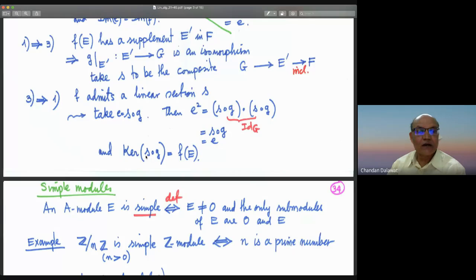And one checks that the kernel of this map is equal to f of E. And therefore, f of E is a direct summand of the module F.